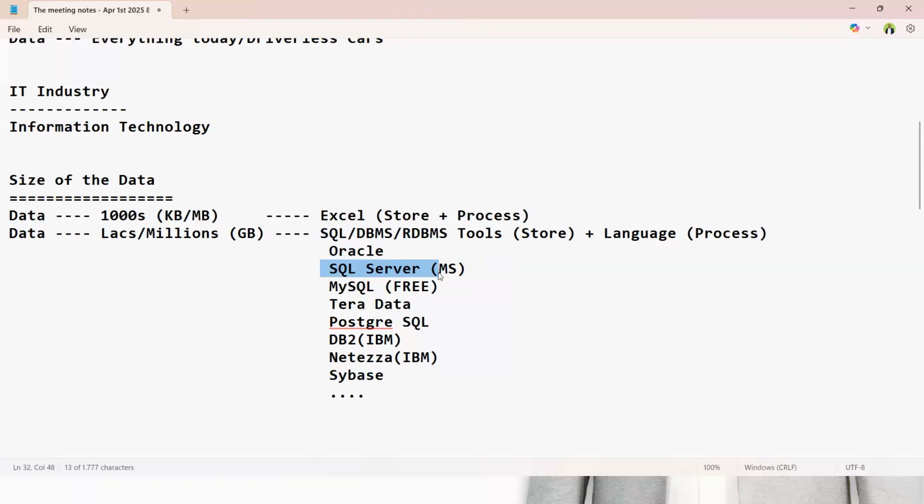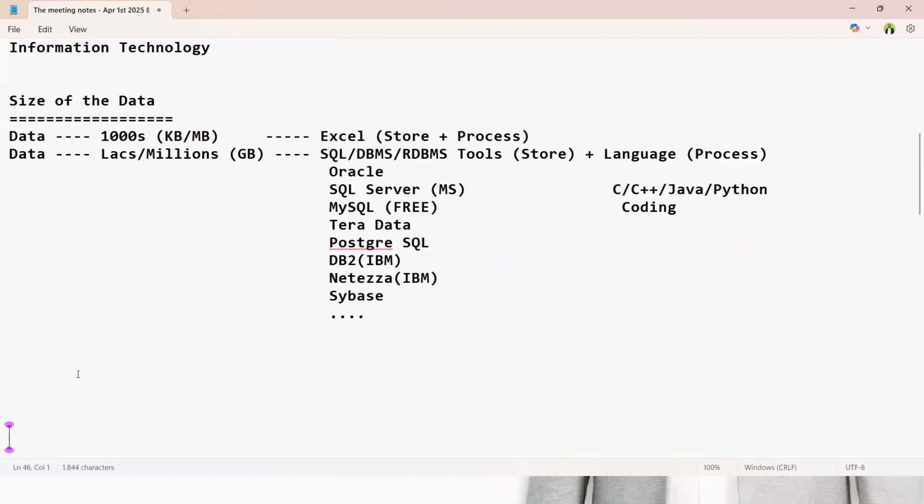Clear? But when you have a large amount of data, somebody has to process it. The processing will be done by C, C++, or Java, or you can say Python. So here the problem is you need to write code. A lot of coding. Coding is a complex thing. You need to write code and you should be able to process your data. Clear?